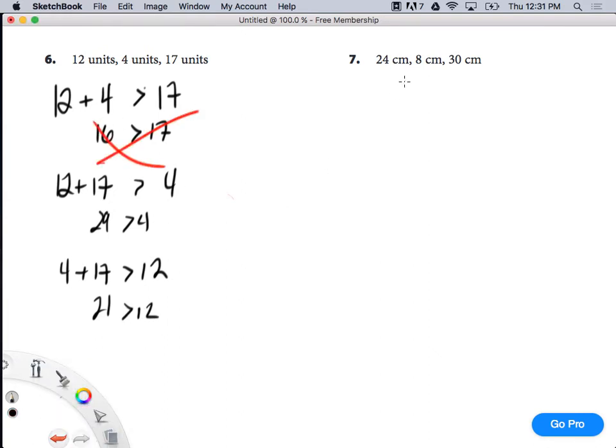Okay. Check the two smaller sides. If they're equal, does it work or no? If they're equal, then it doesn't technically work. No, it has to be bigger. So that one works.